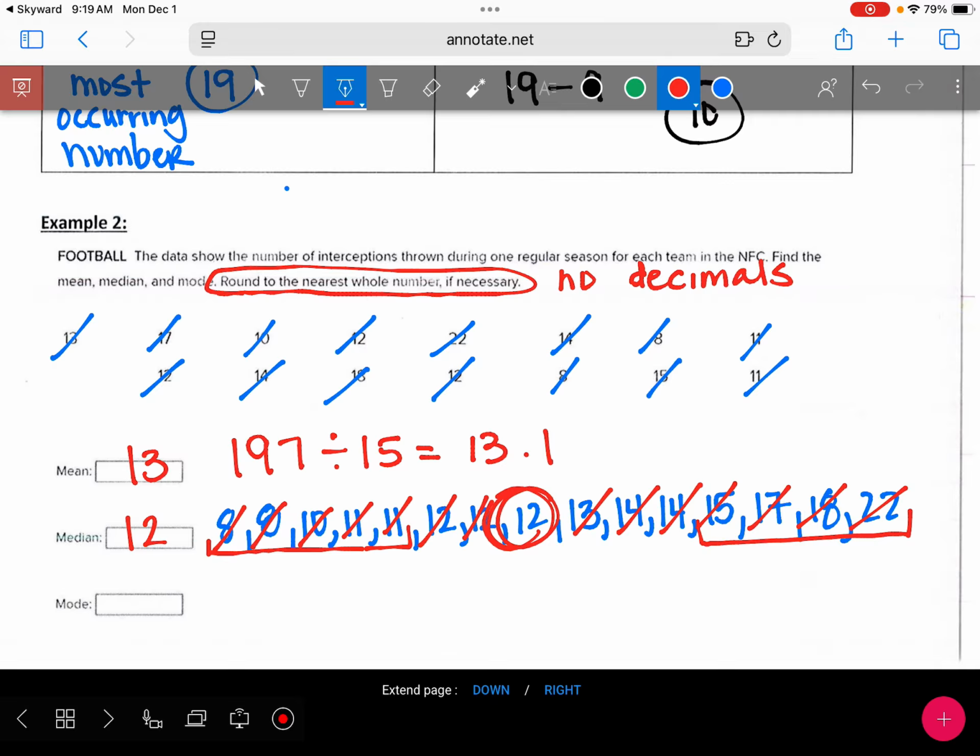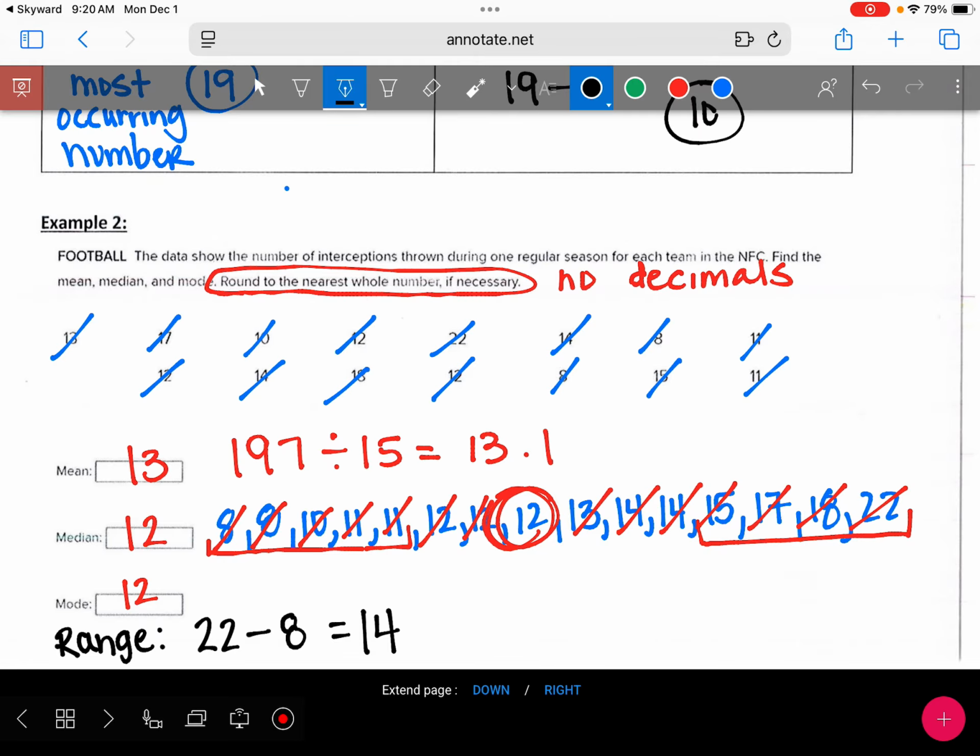All right, what number occurred the most? 12, because how many times did the number 12 show up? 3 times, yep. Now, it didn't ask us to do this, but let's go ahead and add the range. It's good practice. So we're gonna take the highest amount of interceptions minus the lowest. So the highest was 22. The lowest was 8. So 22 minus 8 gives us a range of what? 14. Any questions?